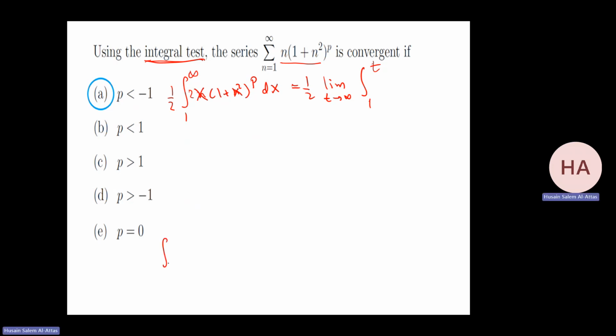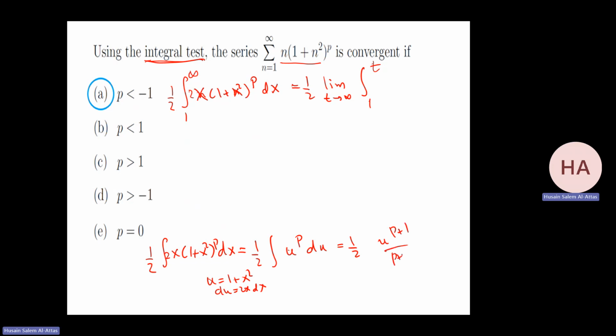You know what? Let me do this integral as an indefinite integral, and then I plug it in. I think this will be easier. This is 2, this is half. That will be half the integral of u to the power p du, where u is 1 plus x squared. So du is 2x dx. That will be half u to the power p plus 1 over p plus 1. So no need for the integral. I have u, which is 1 plus x squared.